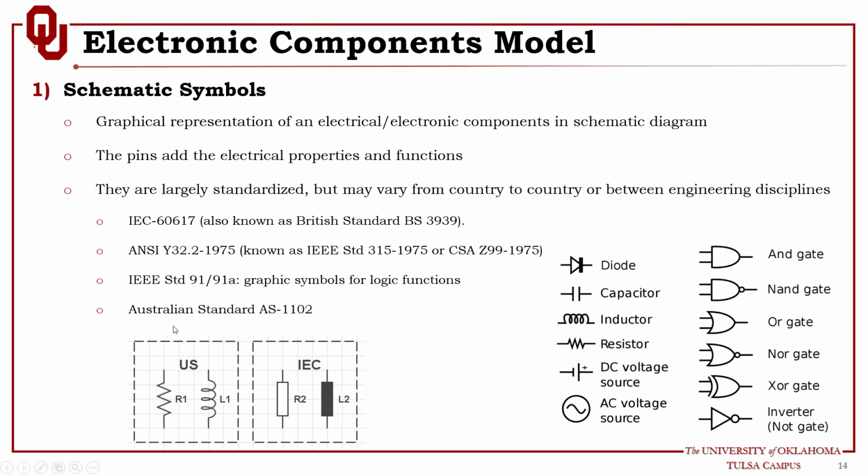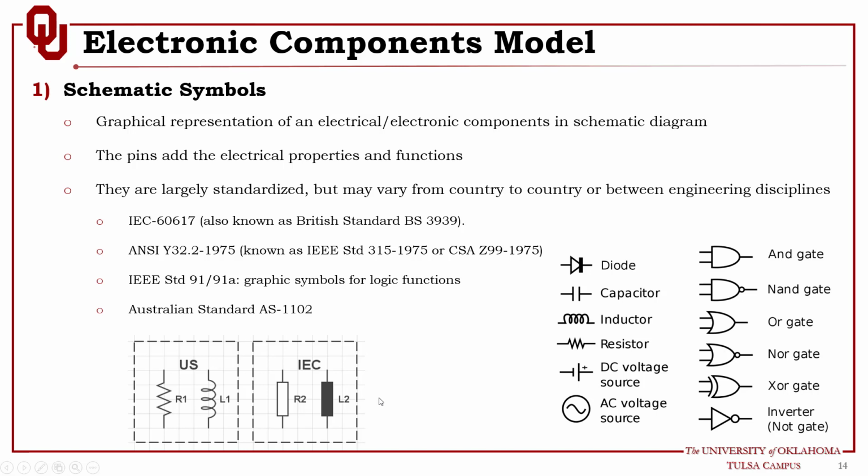Now, the shape of the symbol might differ from one standard to another. Some of the symbols, not all of them, especially resistors, capacitors, and inductors. Here is an example. In the American standard, the resistor shape is defined as this, which is a zigzag, and the inductor is defined in this shape. When it comes to the IEC standard in Europe, the resistor is defined as a rectangle with the connections, or the pins, in here, and the inductor is the solid rectangle in here. This is the difference.